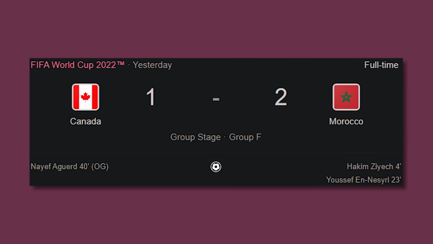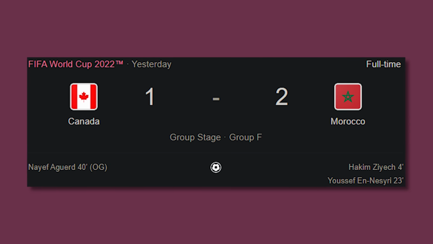Then Youssef En-Nesyri in the 22nd minute doubled the lead. Canada managed to get one back, but the game would end 2-1 to the Moroccans.